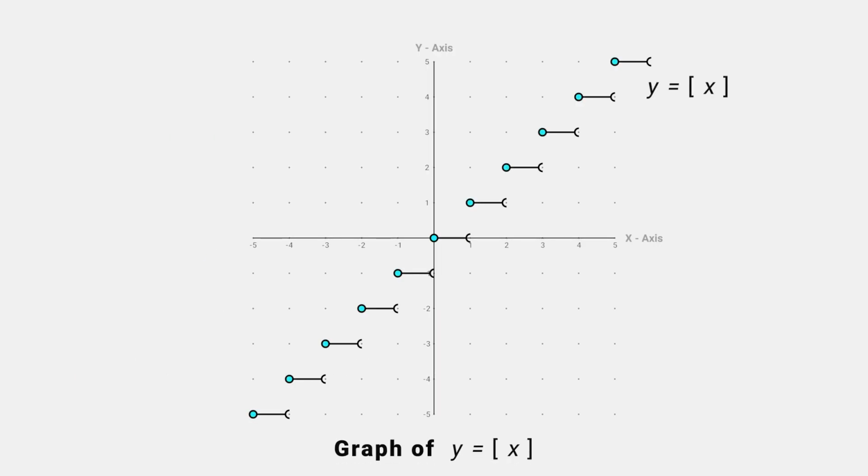Floor function denotes the greatest integer less than or equal to x. For example, floor function of 2.63 is 2. Floor function of 4 is 4. Floor function of minus 3.2 is minus 4. It is also called greatest integer function.